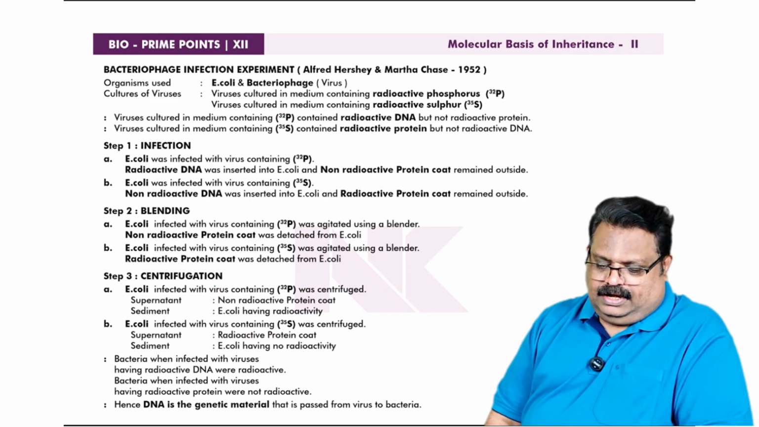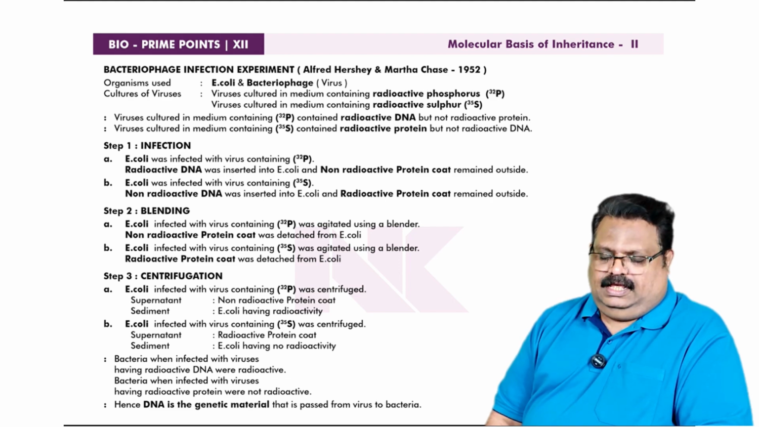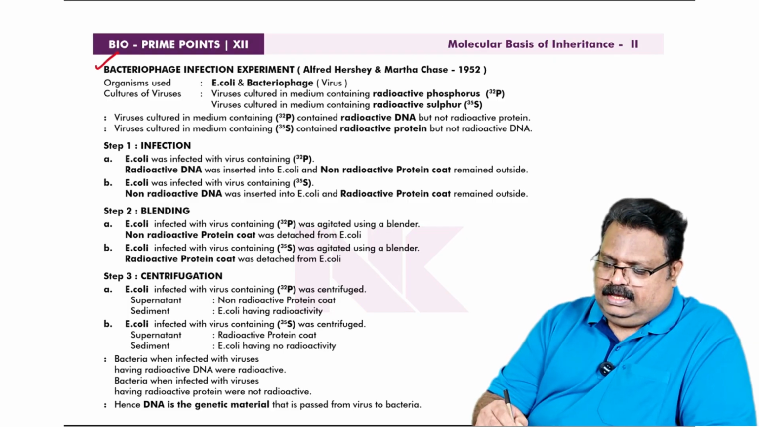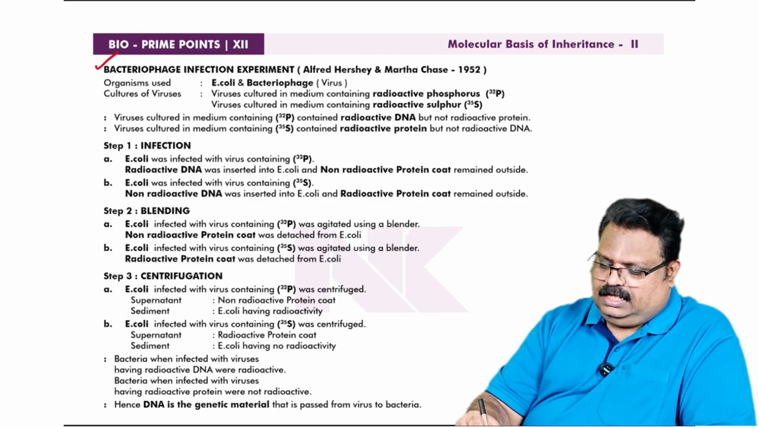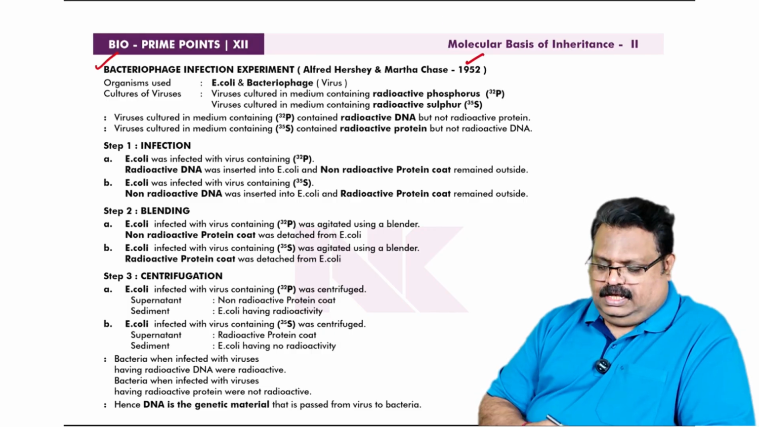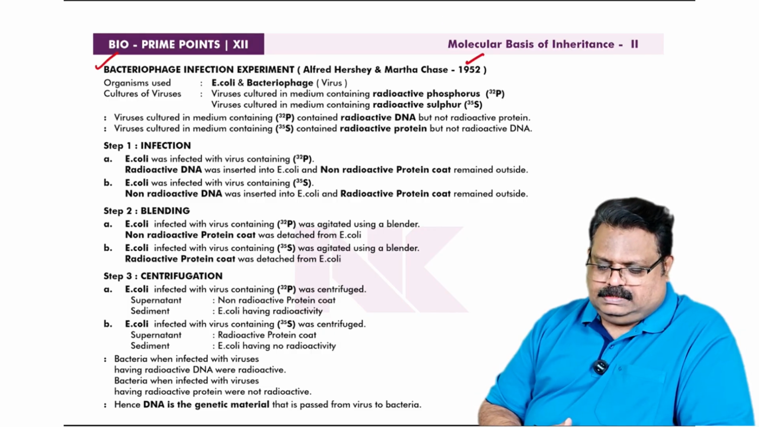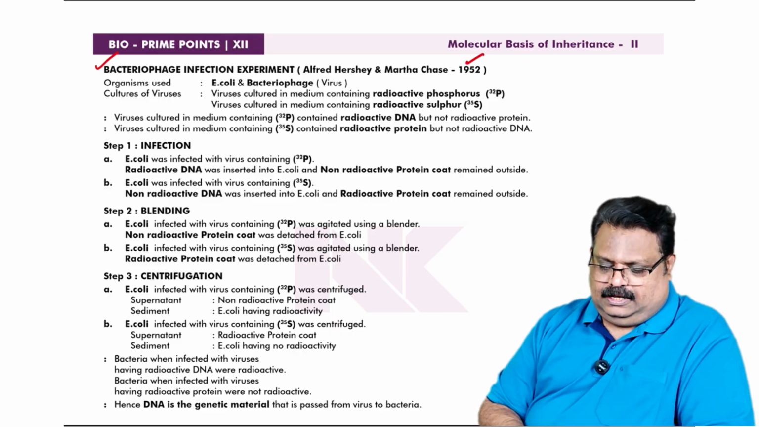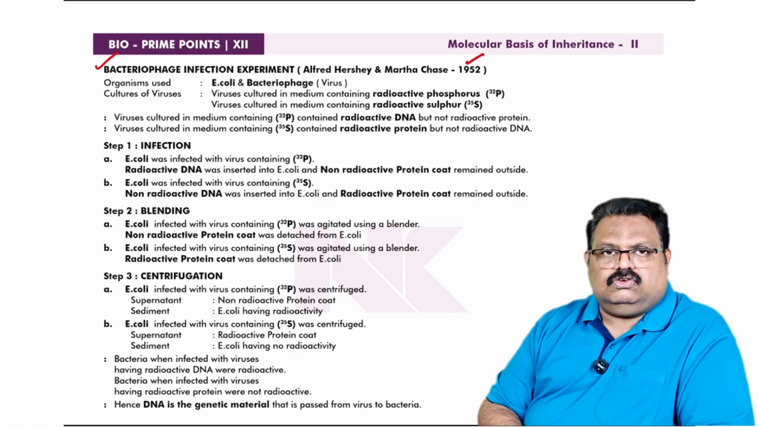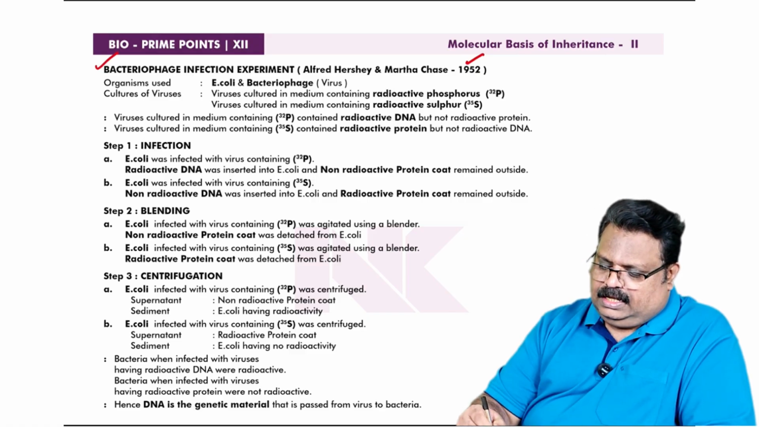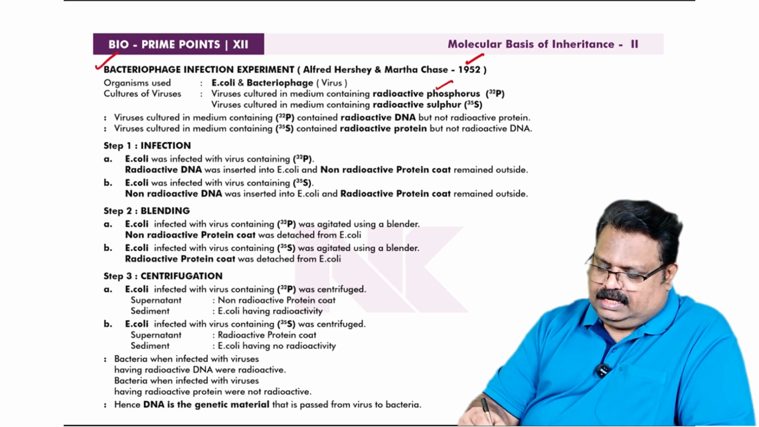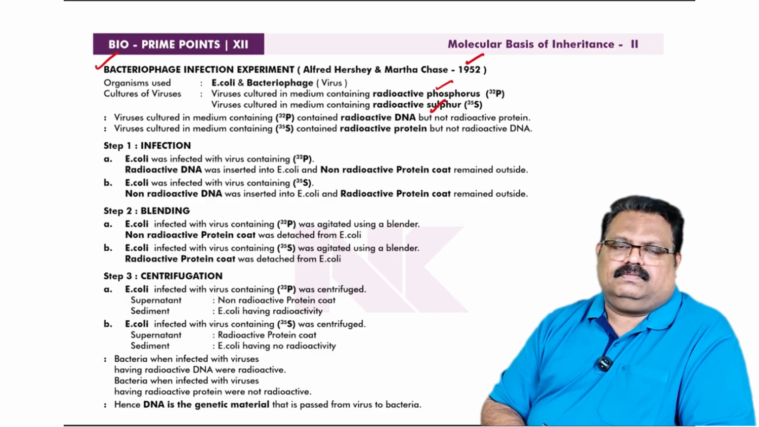The next prime point is regarding the confirmation experiment for DNA as the genetic material. That experiment is called the bacteriophage infection experiment, conducted by Alfred Hershey and Martha Chase in the year 1952. They used a different type of experiment. The organisms used were E. coli and a bacteriophage. Bacteriophage means a virus that infects bacteria. They used cultures of viruses. The virus was cultured in a medium containing radioactive phosphorus, P32, and a medium containing radioactive sulfur, S35.